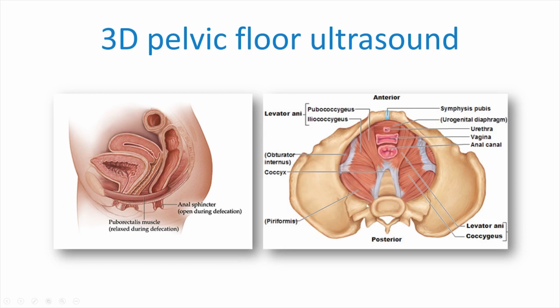This is an internal anatomical view, and this is a sagittal view showing the concept of the floor, and particularly this levator ani group of muscles which form a sling around the urethra, vagina and anus as they pass through the pelvic floor.